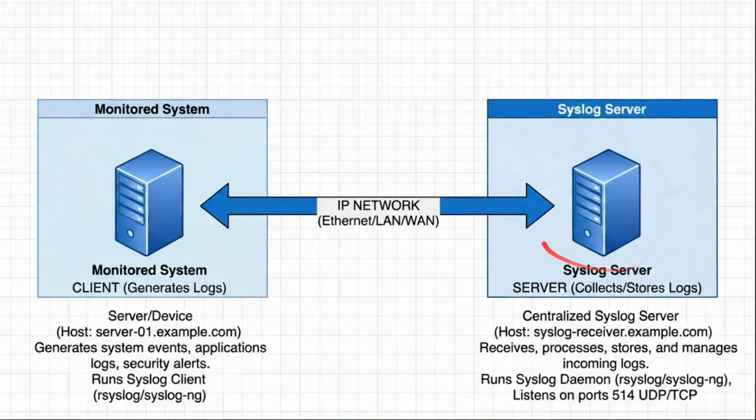On the right-hand side, we have the Syslog server. This collects and stores logs that it grabs from the monitored system. And it can do this with multiple monitored systems. You might have a dozen monitored systems, and this Syslog server will grab all of that. And so it's a centralized Syslog server. It might be called something like syslog-receiver.example.com or whatever domain you're using. And so it's going to receive and process and store and manage all of the logs. It runs the Syslog daemon, and normally that's going to be rsyslog. And important for the exam, it listens on port 514 on both UDP and TCP on the transport layer. So port 514, though, you can change that.